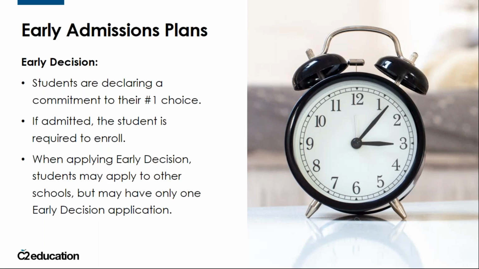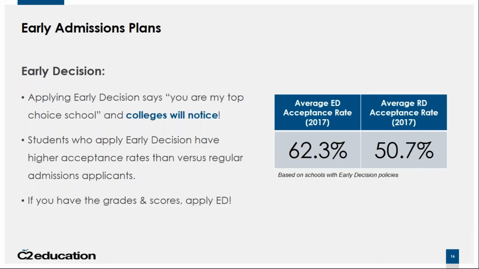Now, if you apply early decision, you can apply to other schools. You can apply early action, not restrictive early action, to other schools, not early decision. And you can apply regular decision. However, again, if you get into your early decision school, you are required to go. So, why do you do it? Because it is a statistical improvement. If you apply early decision, that is saying to a school, you're my top choice. I get in, I'm going. So you can see the numbers, 62% about 2 years ago compared to 50%, right?